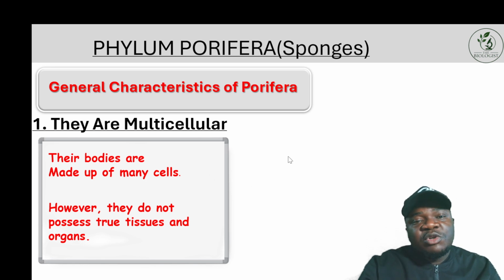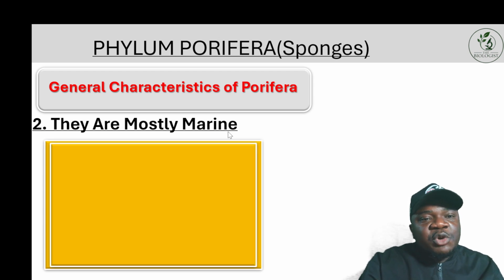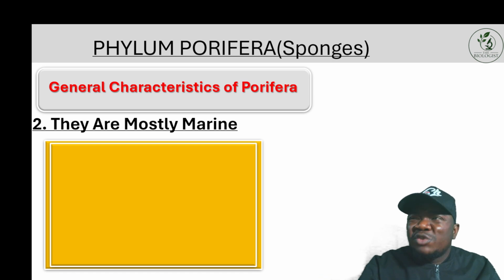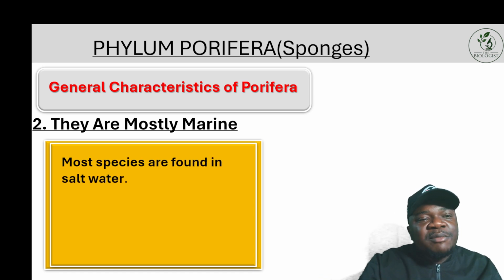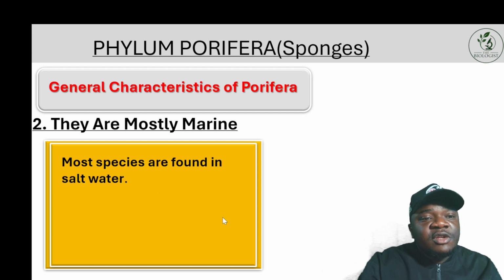Okay, so they are mostly marine. Marine means they're found in seas. There's water that has a lot of salts. So if you go to marine habitats, you find most of them there. Okay, and they're found in saltwater regions, which is like the seas and the oceans.